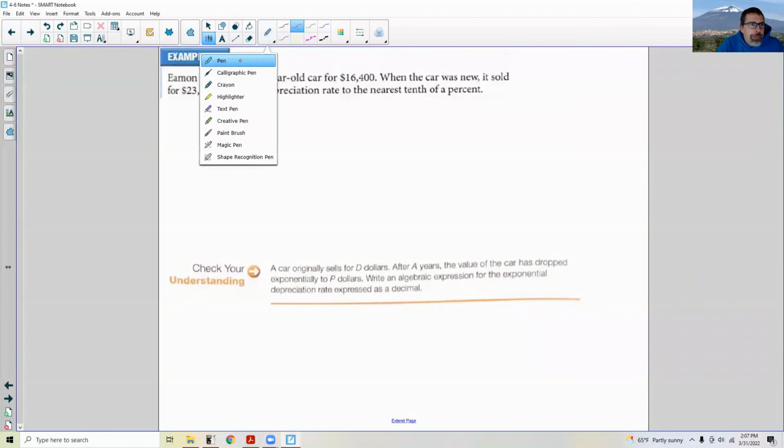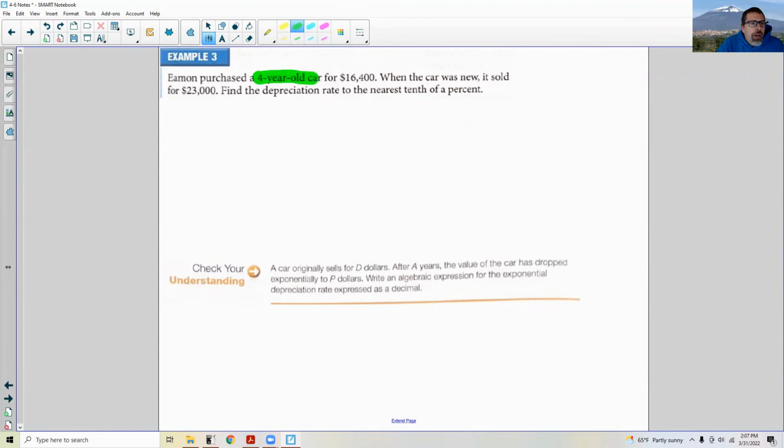Okay, example 3. Eamon purchased a 4-year-old car for $16,400. When the car was new, it sold for $23,000. Find the depreciation rate to the nearest tenth of a percent. All right, so we're going to start with the formula. Y equals A times 1 minus R to the X.